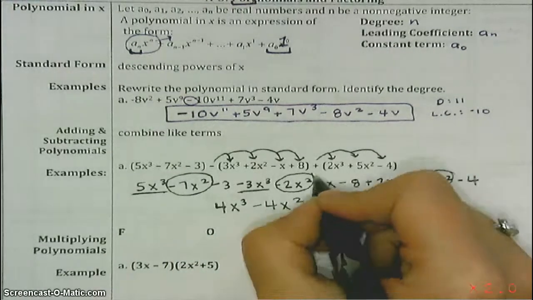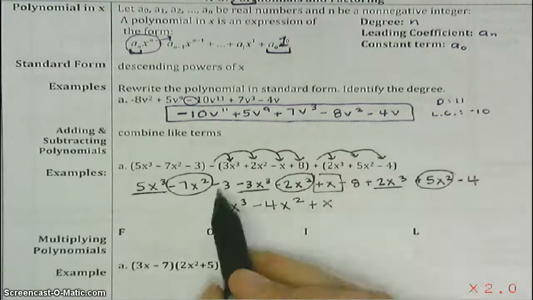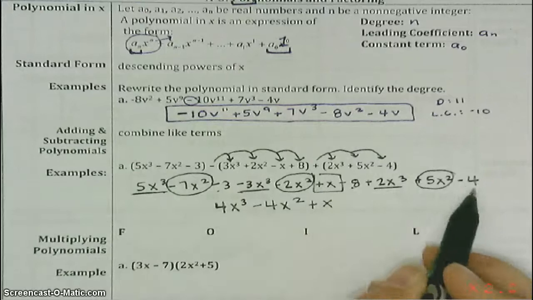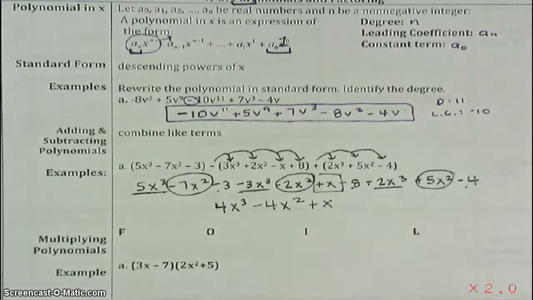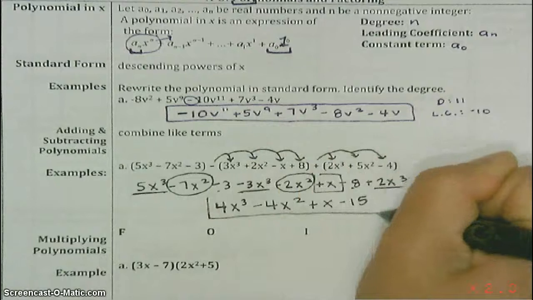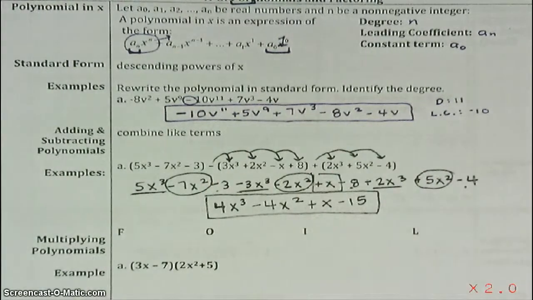Any x terms right here, so plus x. And then our constant terms, we're going to have negative 3 plus negative 8, which is negative 11, plus negative 4, giving us negative 15. And there you have it. It's in standard form. So that kind of takes care of polynomials in standard form and adding and subtracting them.